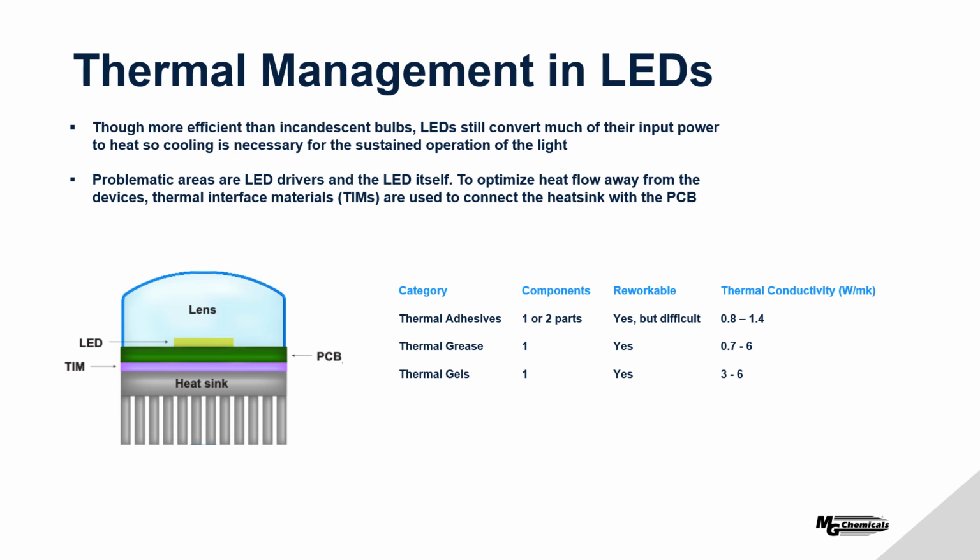But the real big feature of the thermal gels is that they are very low modulus, so they can be compressed down to a very low bond line thickness. And that gives you superior thermal resistivity when you compare them to other materials. Thermal conductivity values here range from about 3 to 6 watts per meter Kelvin.